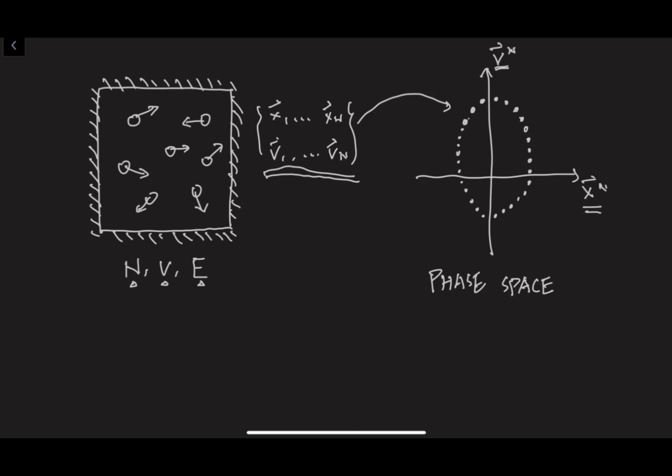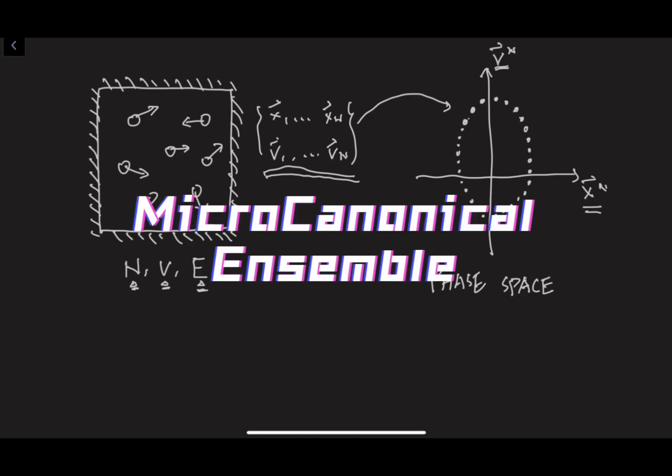Okay, so now for a system with fixed number of particles, fixed volume, and fixed energy, we call the collection of all of the microscopic states for such a system a microcanonical ensemble.